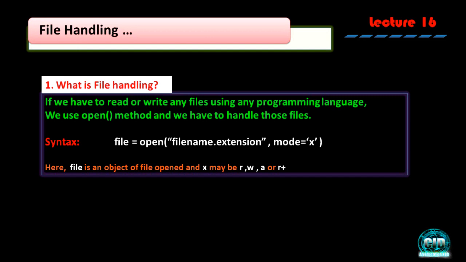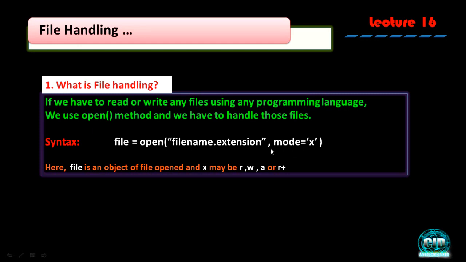Okay, so we have a syntax here in Python. Let us suppose we have an object here called file, and file is equal to, I'm using the open method, and under the open method there are two arguments. The first argument will be the file name with the extension, and it will be a string, so I have closed this with double inverted commas.